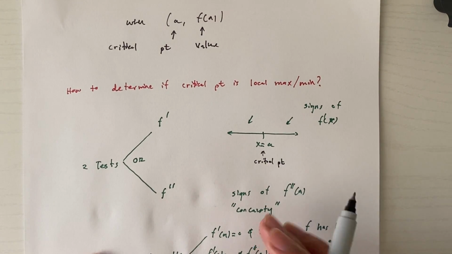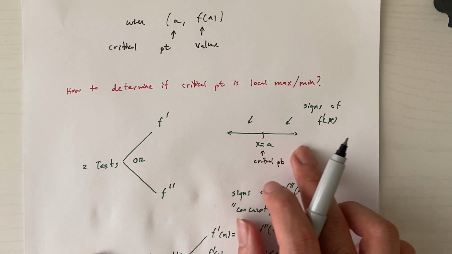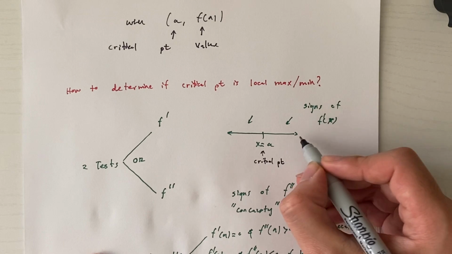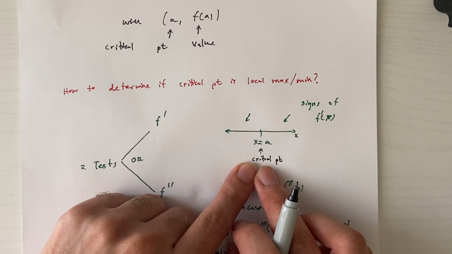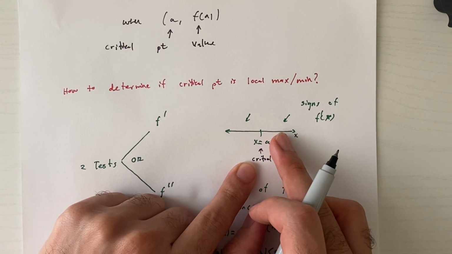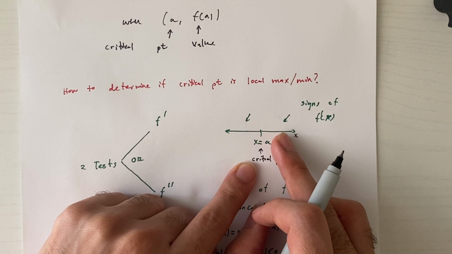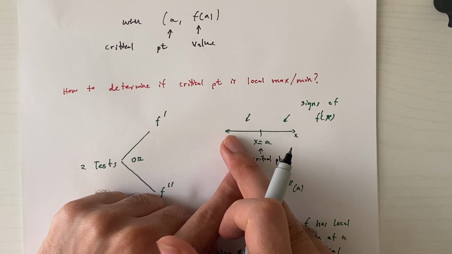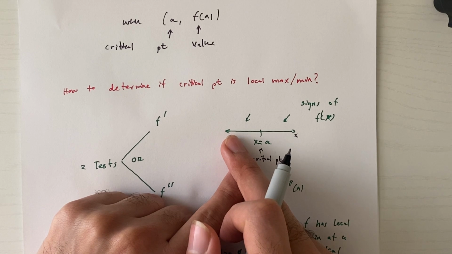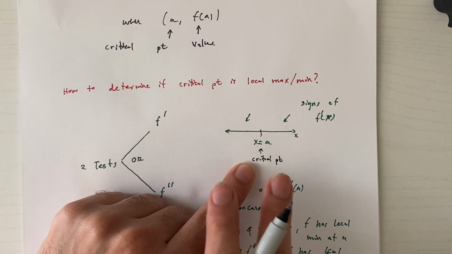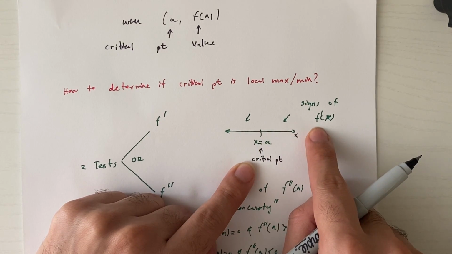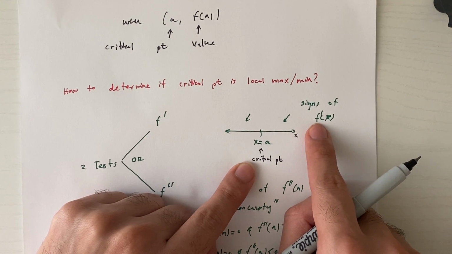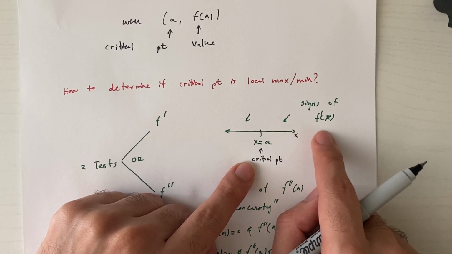So here I drew a number line. What I'm gonna do, I'm gonna take a value that is higher than the critical point, and then I'm gonna take a value that is less than the critical point, and I'm gonna plug each of these into f prime of x. I want to know the signs of these values evaluated at the first derivative.